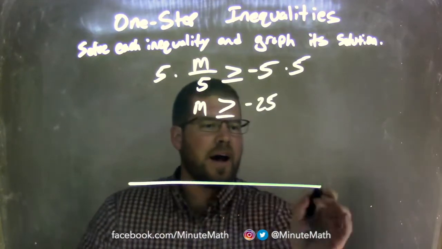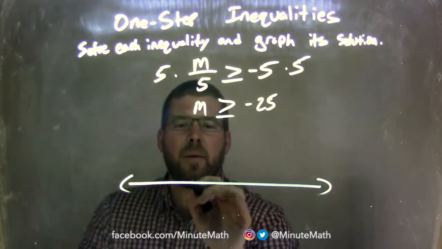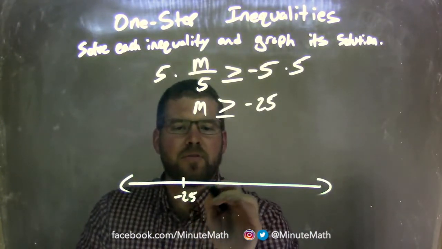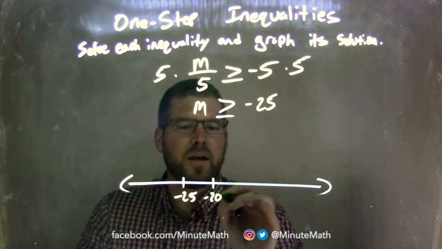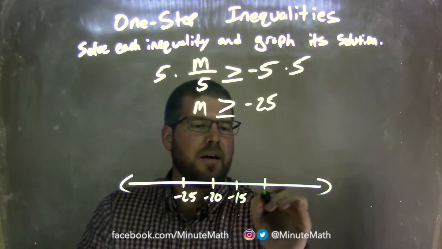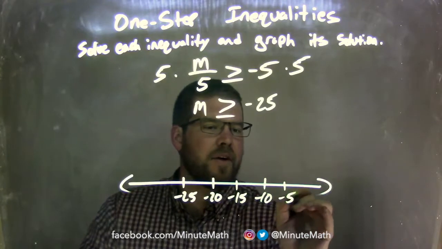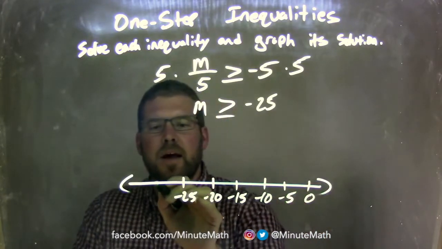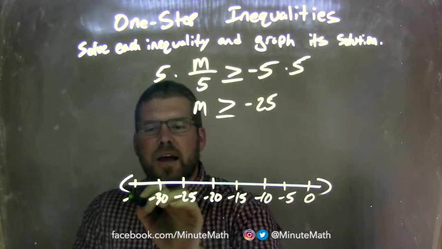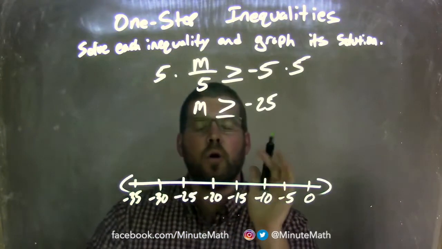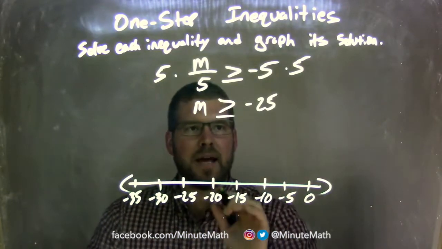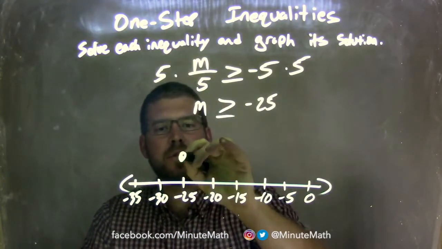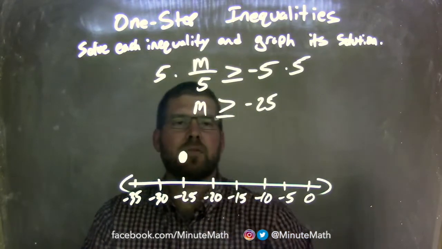So if I want to make a graph out of this, I'm going to put -25 here. Let's go by 5s. -20, -15, -10, -5, 0. Then we have a -30 here and a -35. Well, what they told me is that m can equal -25. So I'm going to put a closed circle right there at -25.